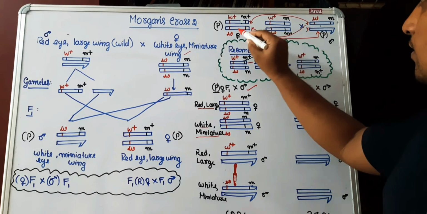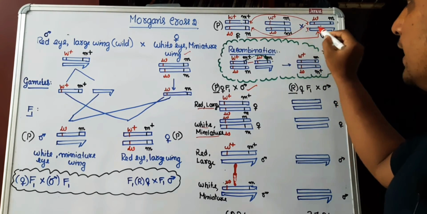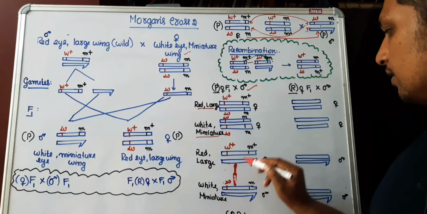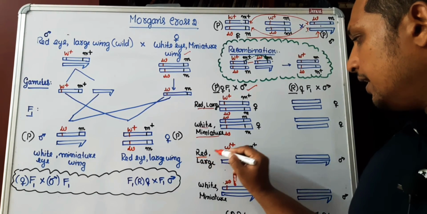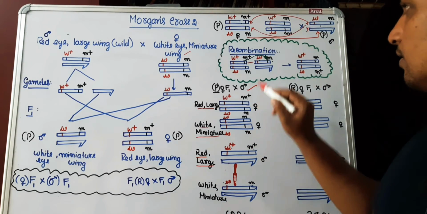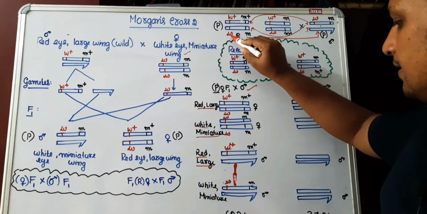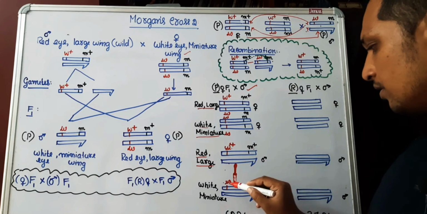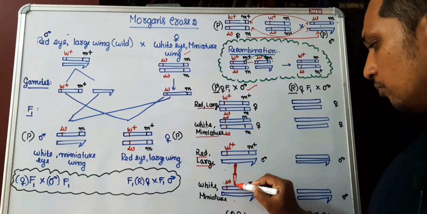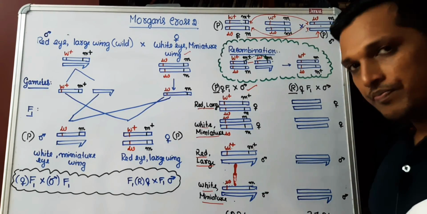Third, now I have to cross between X of female with the Y of male. X of female with Y will yield us red-eyed, because W plus is there, large wing M plus is there. Next, we'll have to cross between second X of female with Y, small w small m present in the second X, and a male. Both are recessive, so it is a white-eyed miniature winged male.